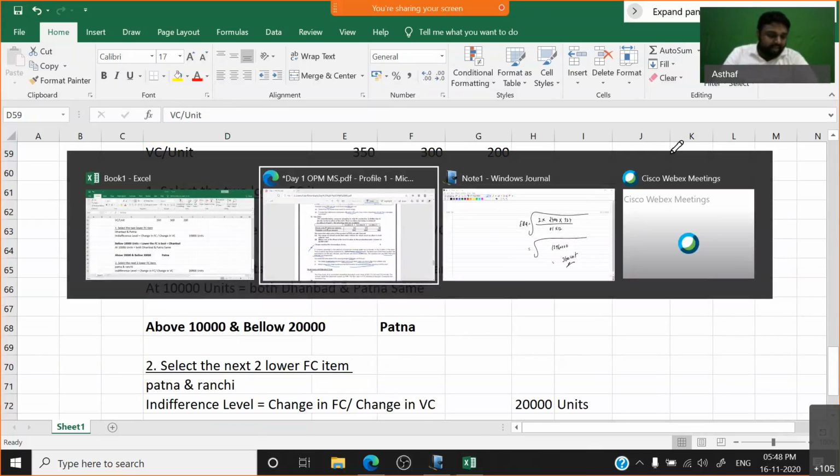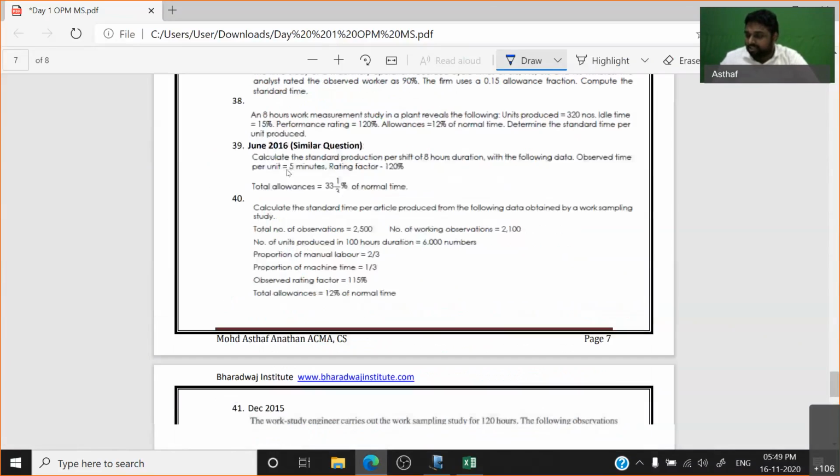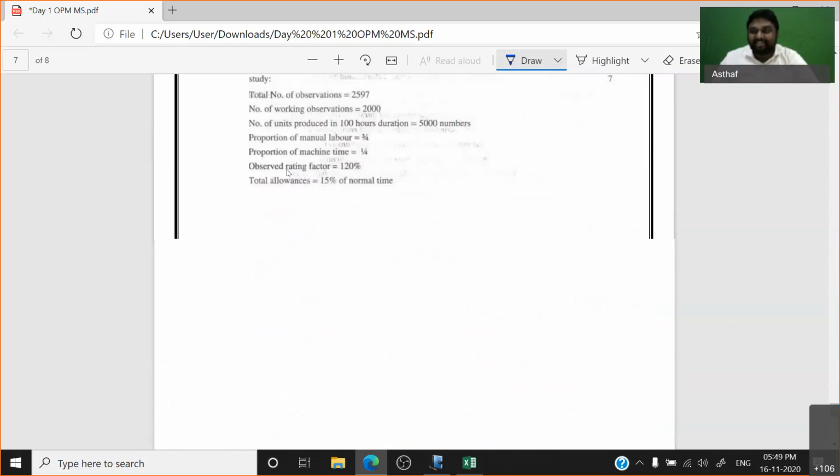see this question number 35, a ditto question. Only the numbers are changing. You can do it as homework. It is a ditto question. Even the numbers are only changing. You can do it as homework.